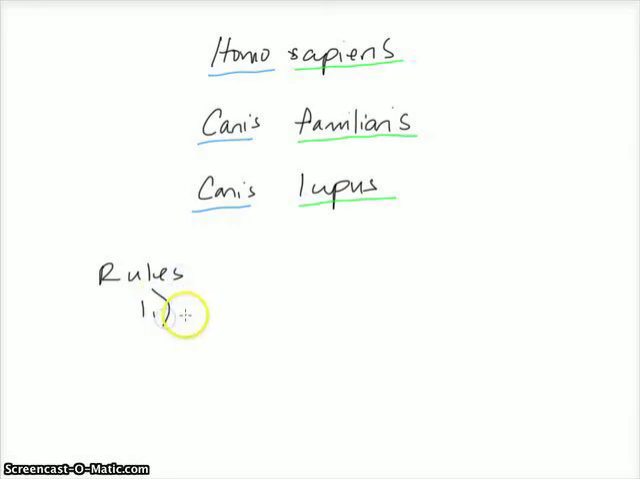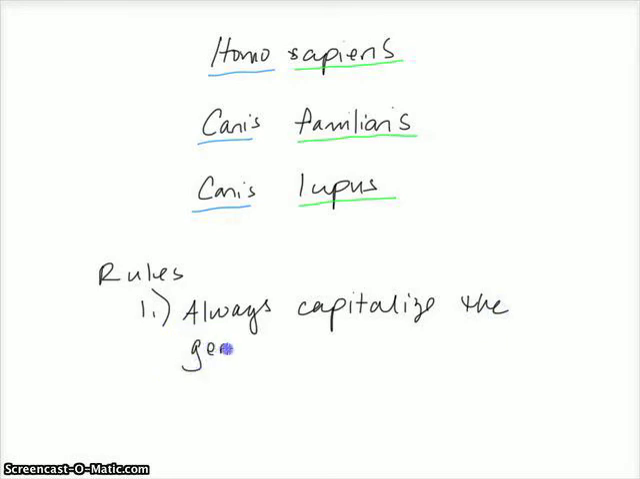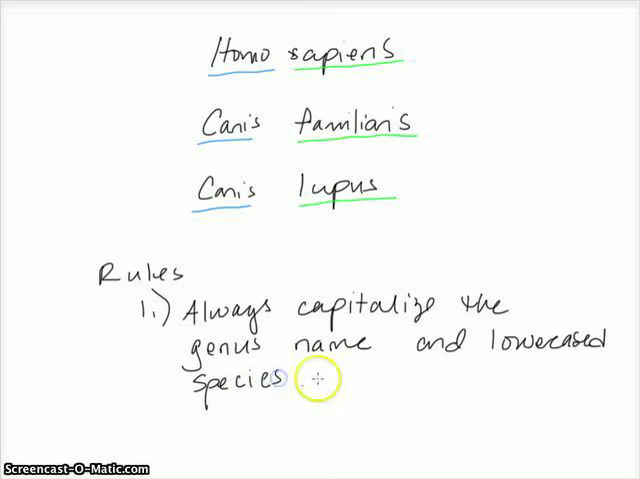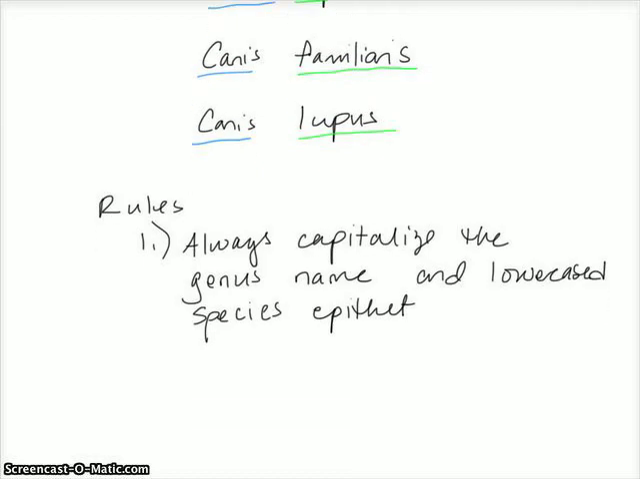Rules. The first rule is you must always capitalize the genus name. This is the genus name. And lowercase the species epithet. This is the species epithet. This is also the species epithet, and this one also.